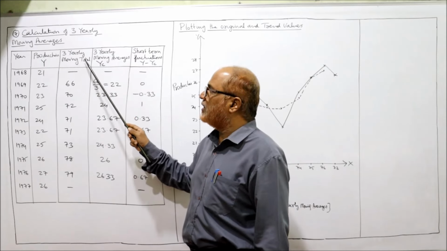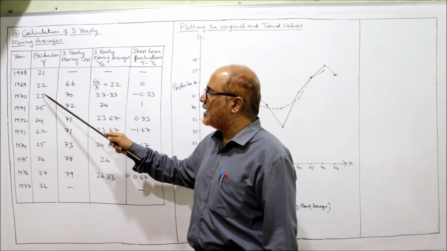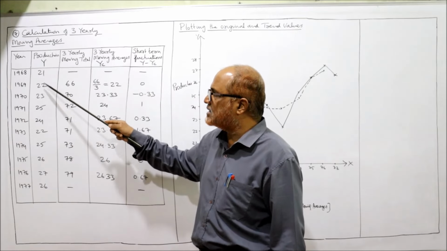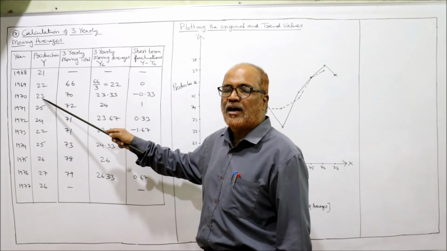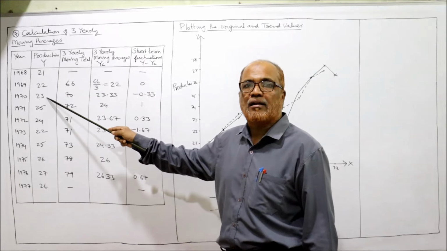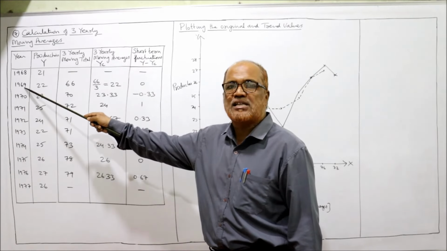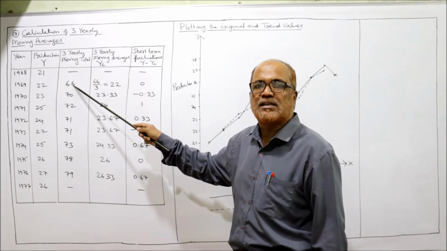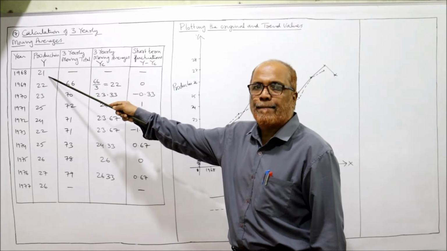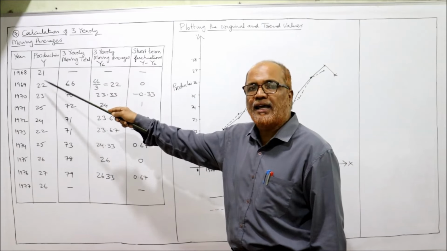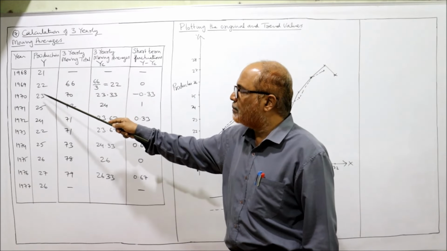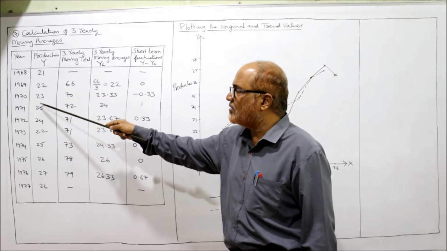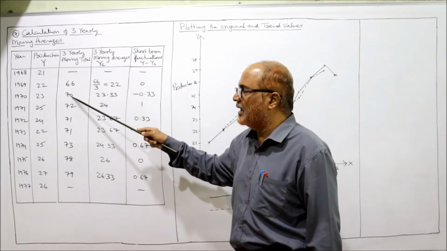So 3 yearly moving total: first year, second year, third year, 21 plus 22 plus 23. If you add up these 3, you will get 66. Write 66 in the middle year. The middle year is 1969. So against 1969, write down 66. Now leave the first one, again add up 3 years: 22 plus 23 plus 25. These 3 years total is 70. Now put 70 in the middle.